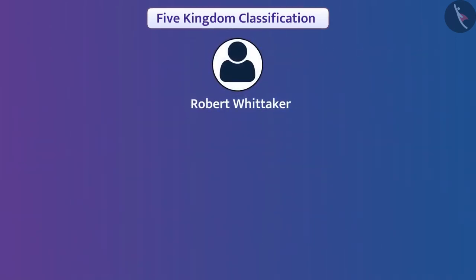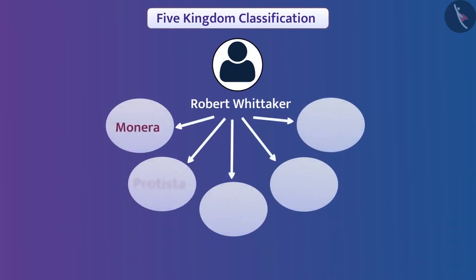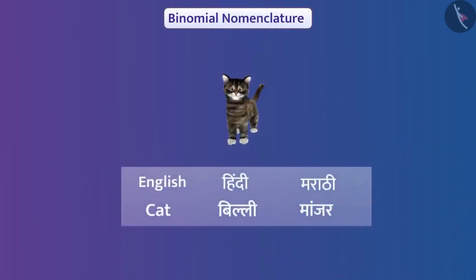Five kingdoms proposed by Whittaker are Monera, Protista, Fungi, Plantae, and Animalia. We will talk about them in upcoming videos. Now, let's talk about binomial nomenclature. We know that organisms have different names in different languages. This can cause various difficulties, such as when a person is talking about an organism in one language, the person speaking another language may not understand which organism is being talked about.